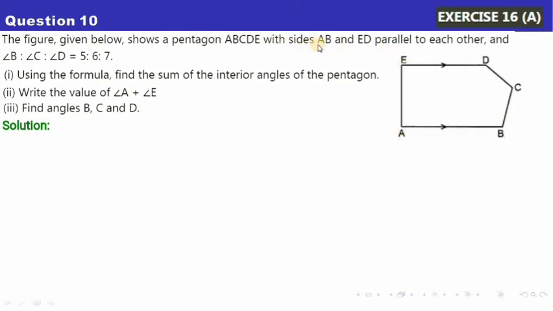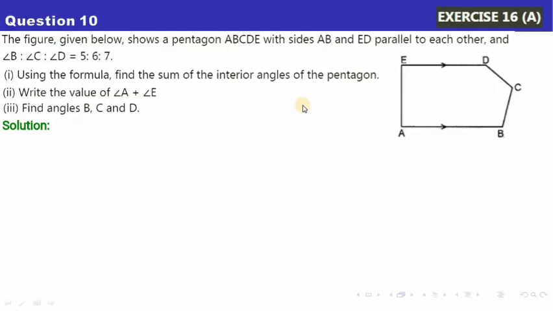With sides AB and ED parallel to each other. It is clearly shown through this arrow that AB and ED are parallel to each other, and angle B : angle C : angle D is given to be 5:6:7. So the ratio of these three angles is 5:6:7. Using the formula, find the sum of the interior angles of the pentagon.